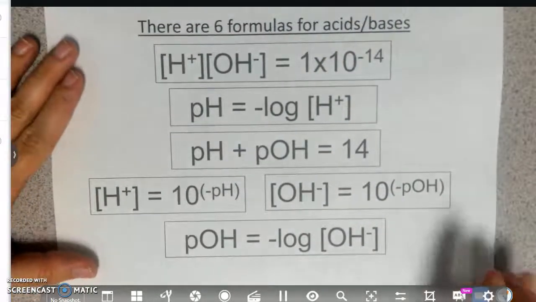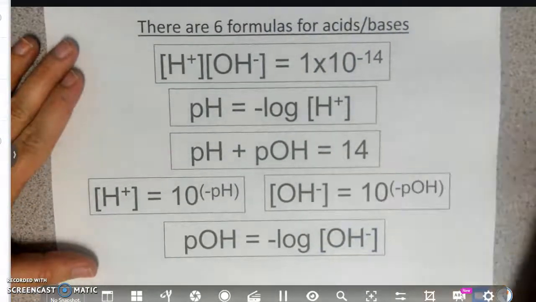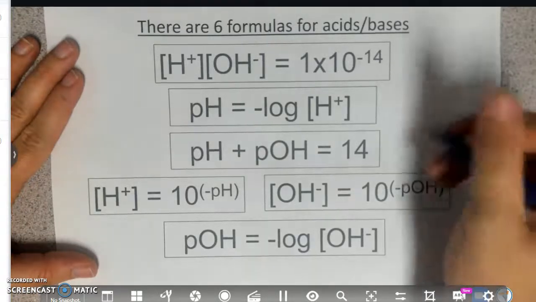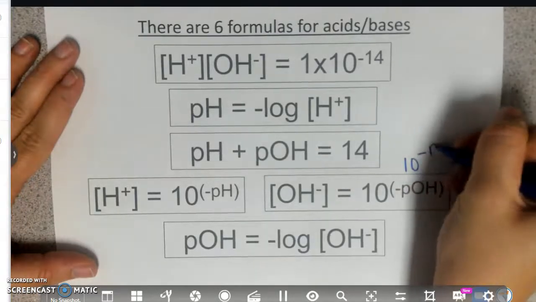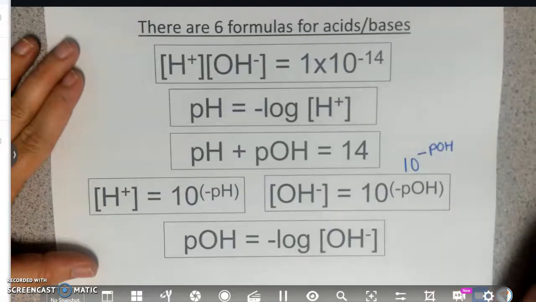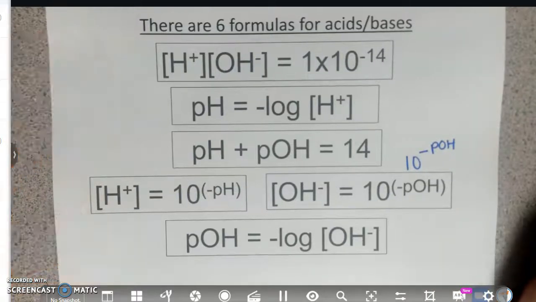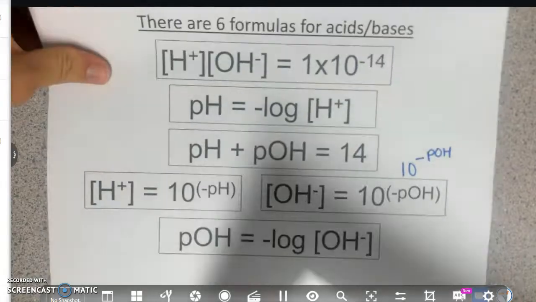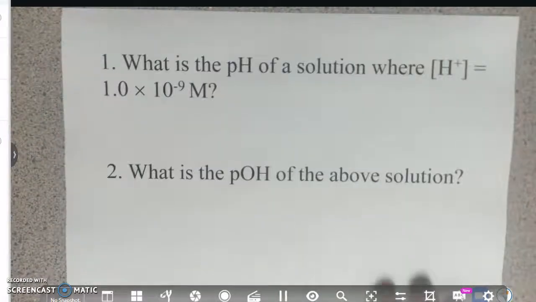Here are the rest. So you should have 1, 2, 3 down. Pause the video and get the rest. These two are exponents, so 10 to the negative pOH. And then we're going to do some practice problems together.